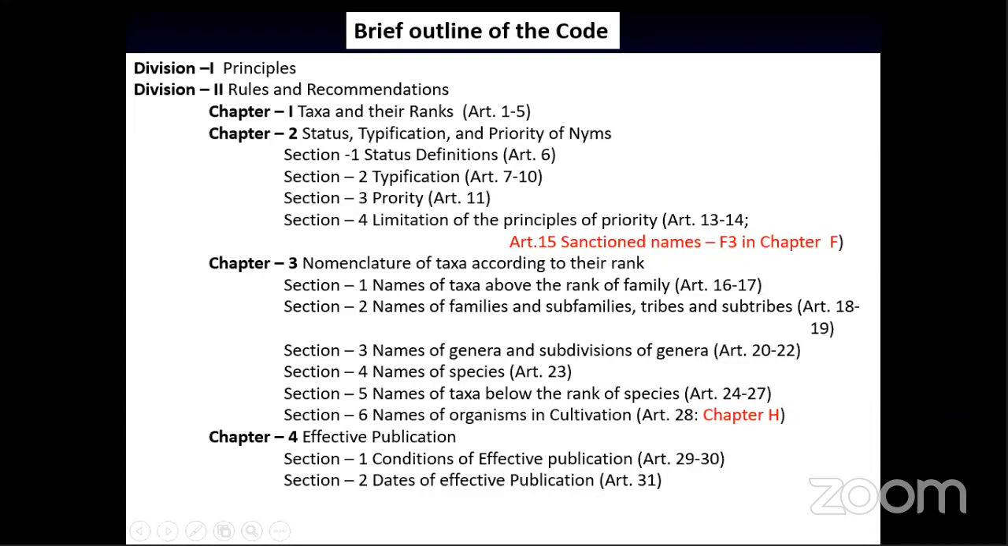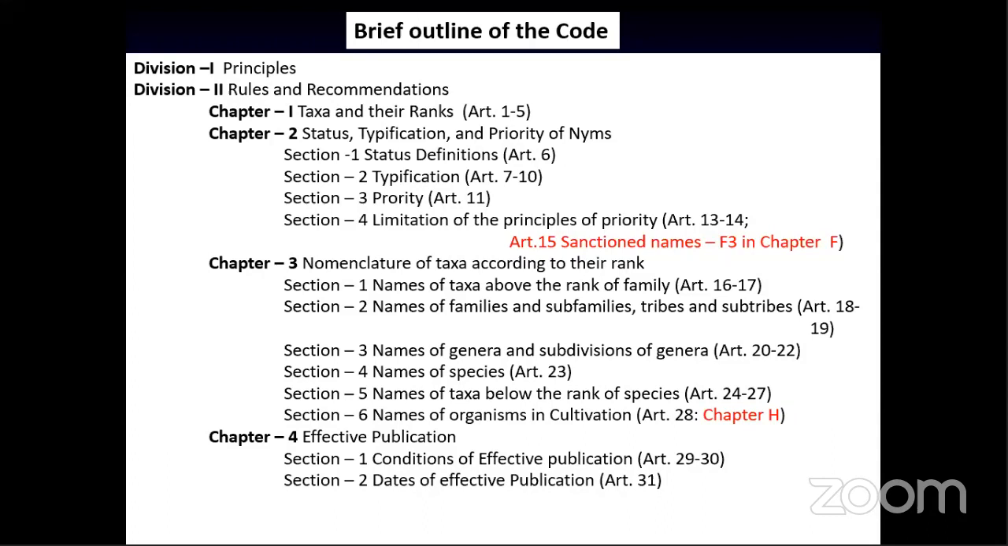And another important thing I have given in red letters, that is important only for fungus. Chapter F means that mycologists have evolved it, but that is under the section of the ICN code, but it's a separate code for fungus. So that is a fungi chapter.